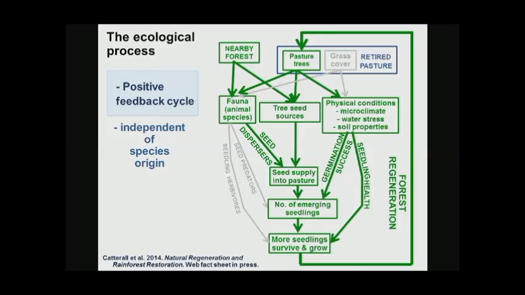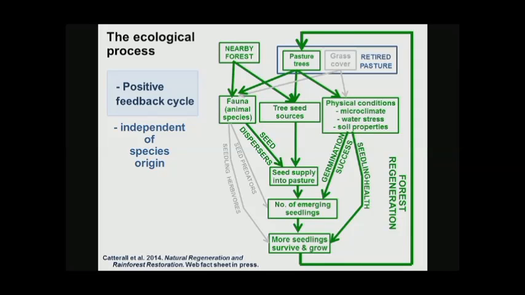If you look more closely at all of the processes involved, they can be quite complicated. This is a simplified diagram of those processes. But the most important aspect of it is that we've got something like a positive feedback cycle. When trees start to grow in pasture, they create the conditions that bring in the seeds of more trees, which when those trees grow will create the conditions that are even more suitable for growing more trees. And the nature of this positive cycle isn't affected by the origin of the species. It's going to happen the same way whether we're dealing with native species or non-native species.